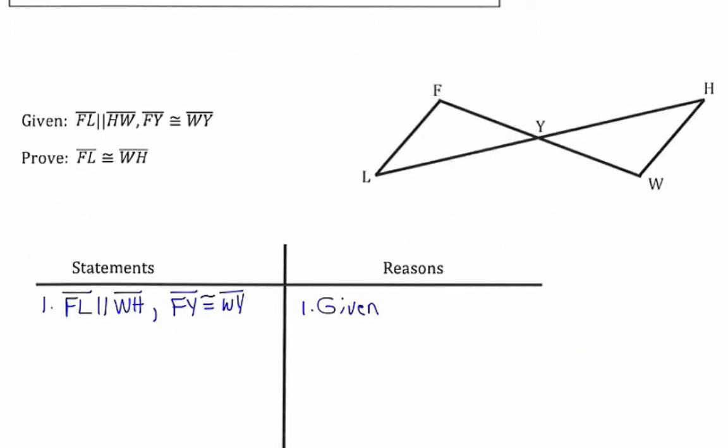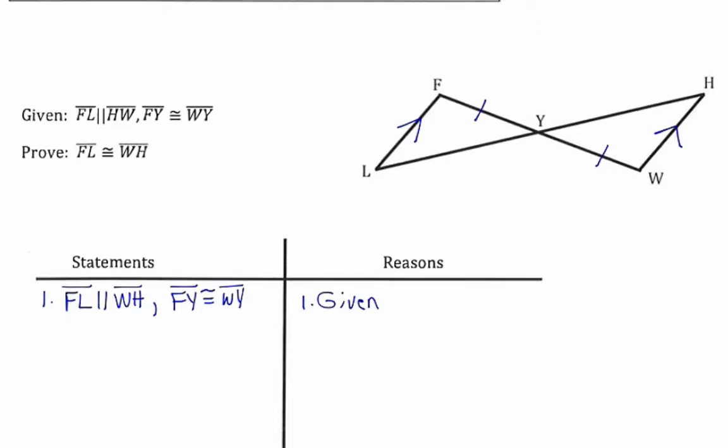In this proof, we are told that FL is parallel to WH, so I'll start by marking that. And we're also given that side FY is congruent to side WY. So I start with my given information, and it says prove, so I'm going to mark this in a different color because we don't know this yet. It says prove to me that FL, this side over here, is in fact congruent to HW over here. So our goal is to show that those 2 red things are congruent.